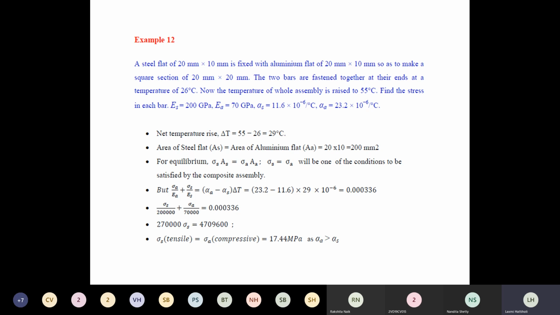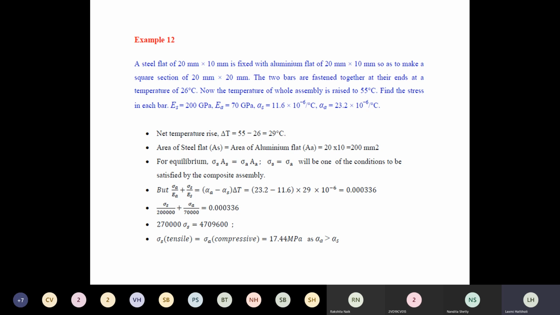Now the two bars are fastened together at their ends at a temperature of 26 degrees Celsius. So the two bars are attached to each other with the help of some bolting, and the initial temperature is 26 degrees Celsius. Now the temperature of the whole assembly is raised by 55 degrees Celsius, and the question is to find the stress in steel and aluminium.